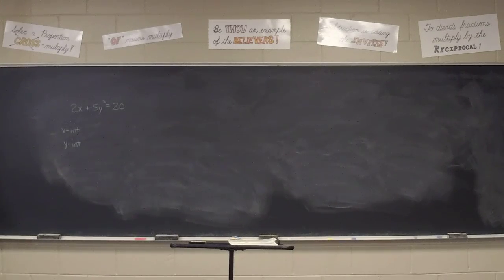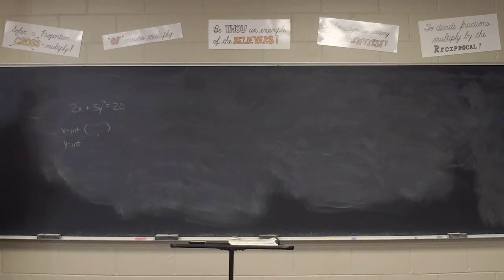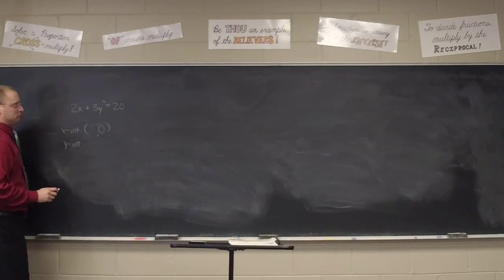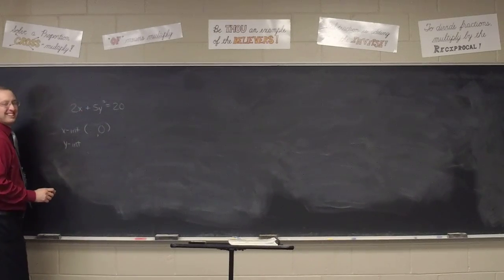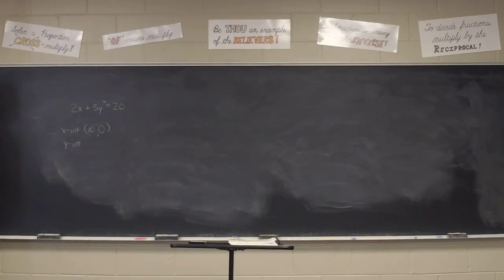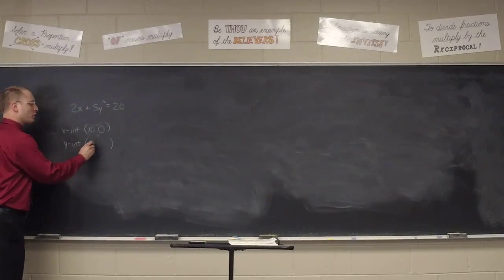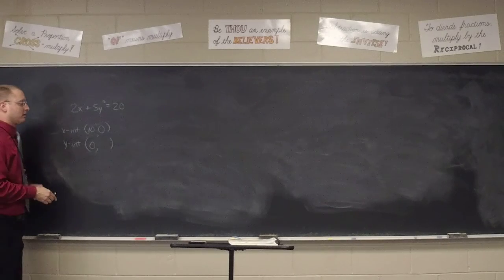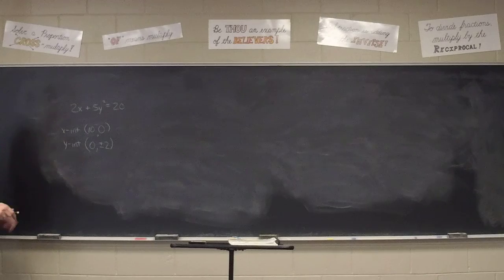To find the x-intercept, we plug in 0 for y, and we end up with 2x equals 20, so x is 10. For the y-intercept, plug in 0 for x, and we're going to have to divide by 5 and then take the square root to get positive or negative 2. So we have a couple of y-intercepts, just the one x-intercept.